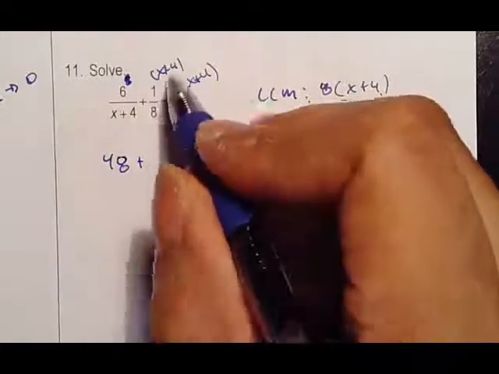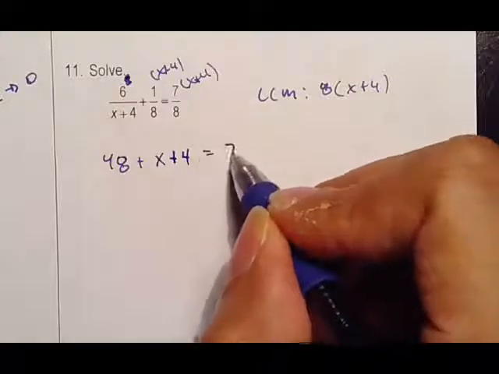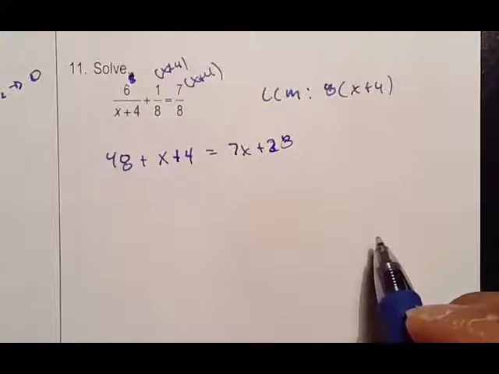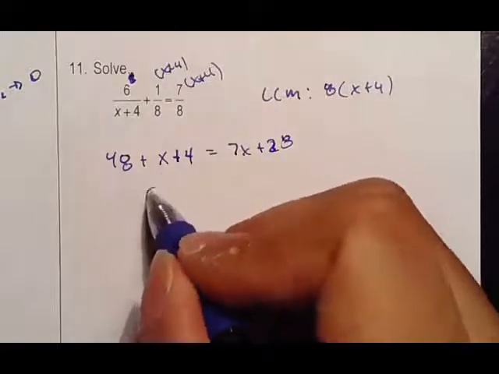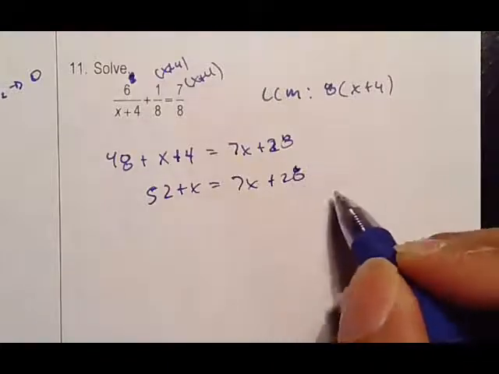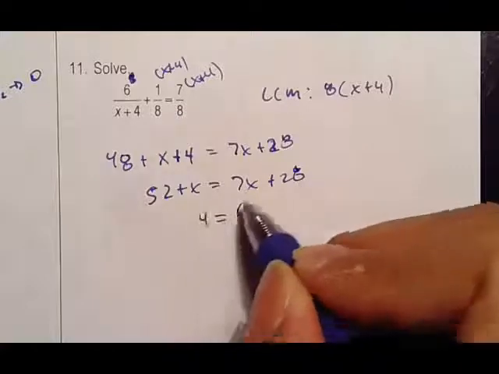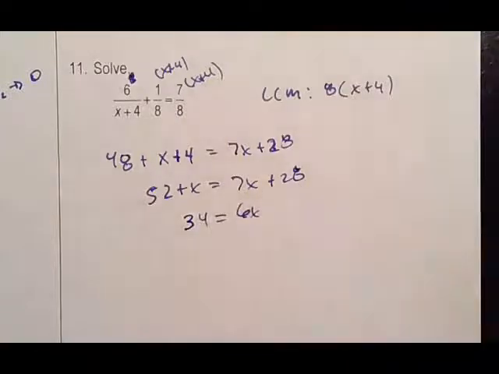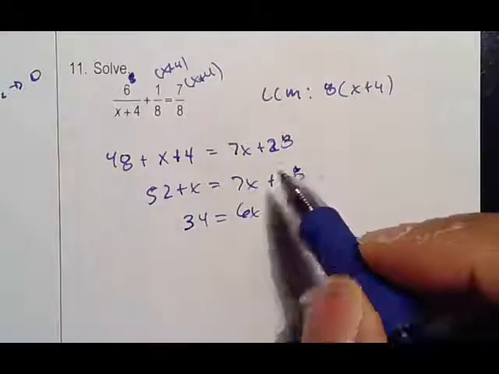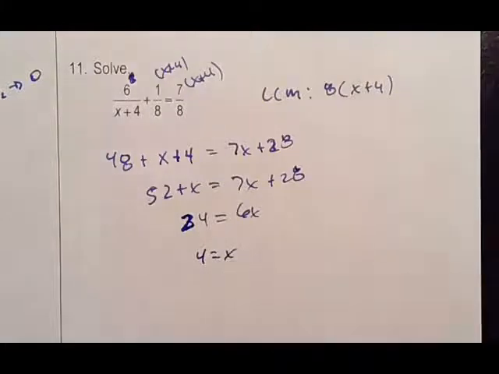Plus 1 times x plus 4 is just going to be x plus 4 equals 7x plus 28. And from there you get 52 plus x equals 7x plus 28. Move your x over, getting 6x equals, that would be 4 more, 34. 34 and 28, no, it'd be 24, because that would make that a 3. So 24, and then when you divide by 6, you get the answer of 4 equals x.